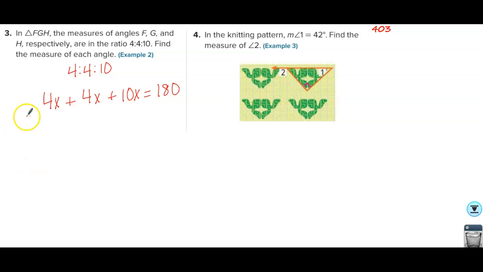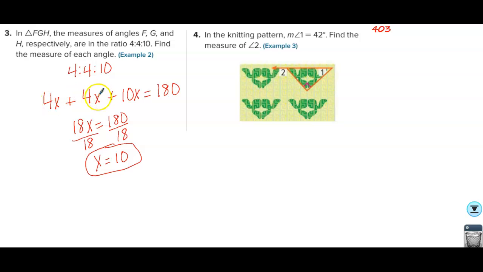All right, so now we add all these together. 4x plus 4x plus 10x is 18x equals 180. And so if we divide both sides by 18, we arrive at the solution x is equal to 10. 10 is not the answer to this problem. They want you to find the measure of each angle, but you can use 10 to find those.